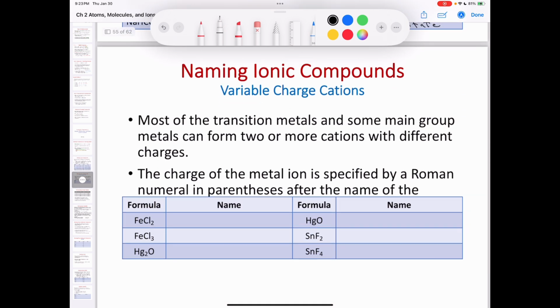Now, what if you have a cation that could have more than one charge? And we see this with the transition metals, okay? Transition metals like tin and copper and iron and mercury, they can have more than one charge. And so we have to specify what the charge is by using a Roman numeral.